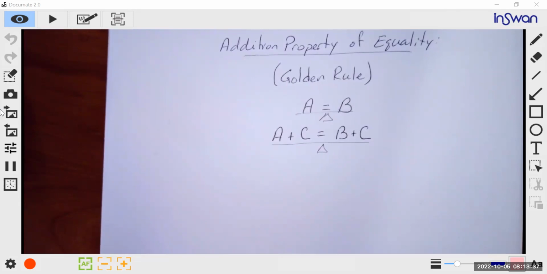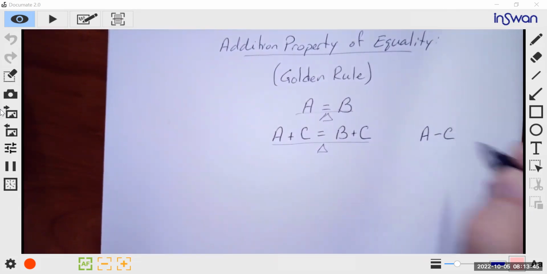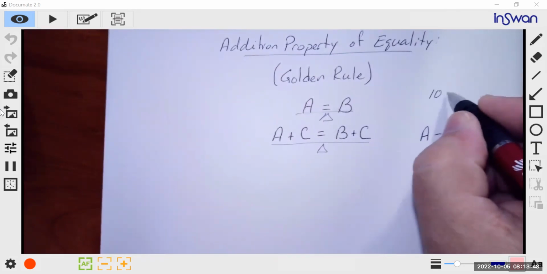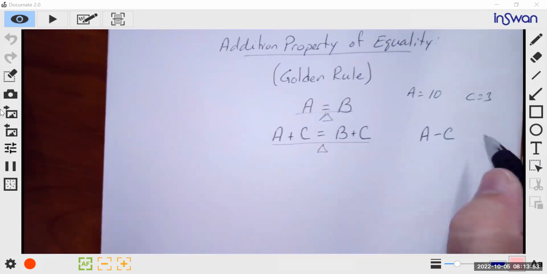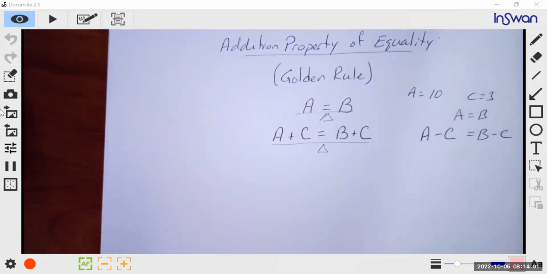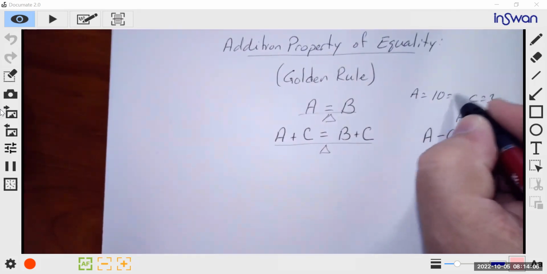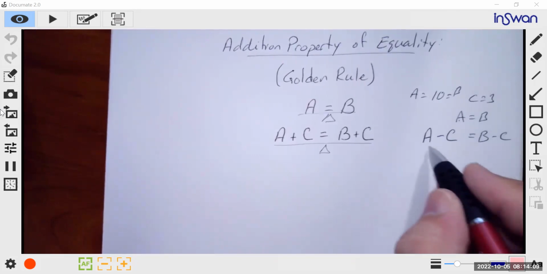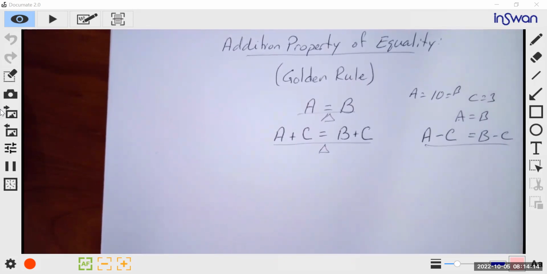Does it work with subtraction also? Yeah, well, it should. If A was 10 pounds and I took away 3 pounds, wouldn't this have to be equal also? If A is 10 pounds, then what's B? Also 10 pounds. So if I took away 3 pounds from A, I got to take 3 pounds away from B. So yes, it works for subtraction as well.